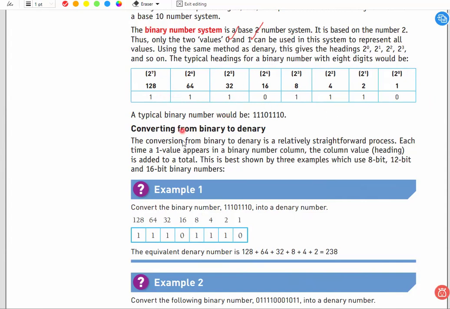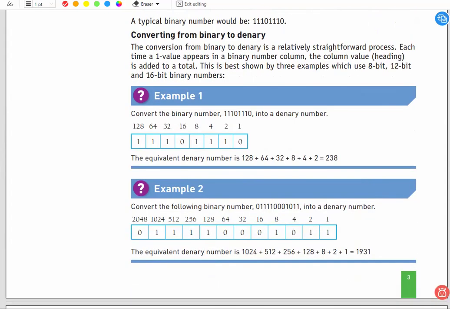Similarly, we can convert from binary to denary, and denary to binary. Let's look into it further. The conversion from binary to denary is a relatively straightforward process. It's very easy. Each time a 1 appears in a binary number column, the column heading value is added to a total. This is best shown by 3 examples, which use an 8-bit, a 12-bit, and a 16-bit number. So we are going to show you 3 examples in this book: example 1 is an 8-bit number, example 2 is a 12-bit number, and example 3 is a 16-bit number.